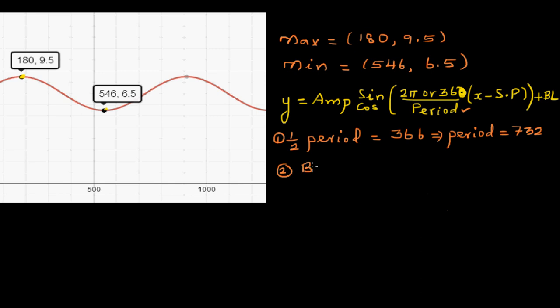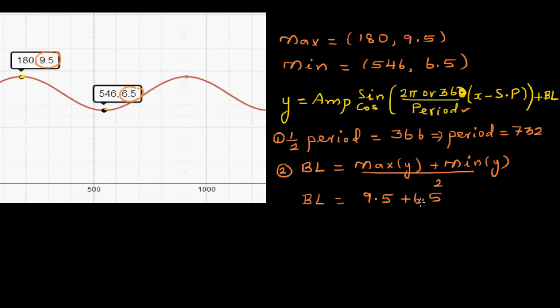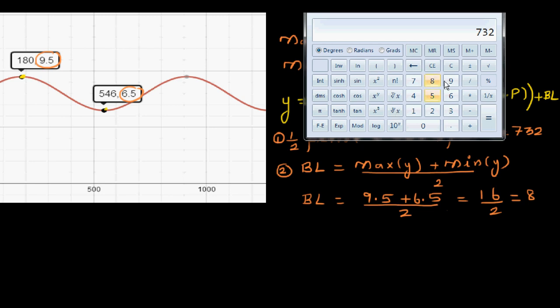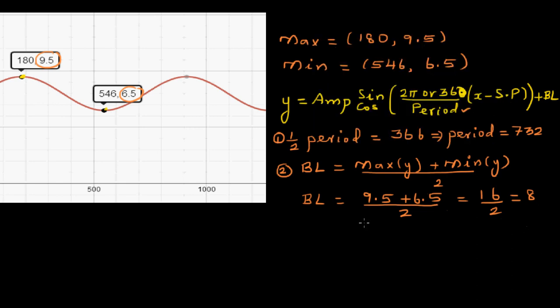Now the baseline, the second fact. The baseline is the average of the maximum and the minimum of the y coordinate. So maximum of y plus minimum of y, divided by 2. In this case, the maximum is 9.5 and the minimum is 6.5. The sine graph is oscillating between 6.5 and 9.5. So 9.5 plus 6.5 divided by 2. Let me confirm, I don't want to make silly mistakes: 9.5 plus 6.5 is 16, divided by 2 is 8. So the baseline is 8.